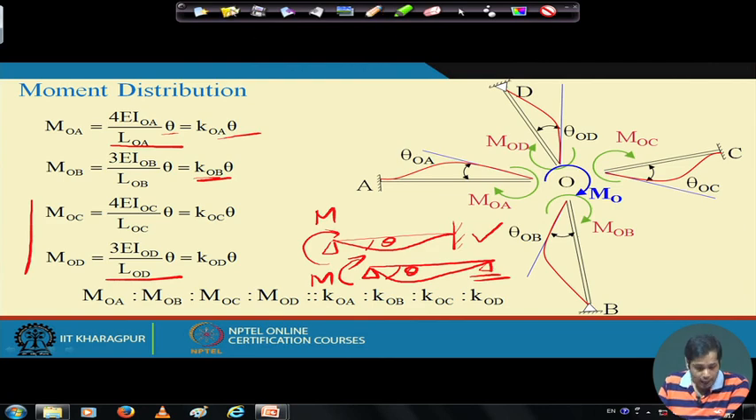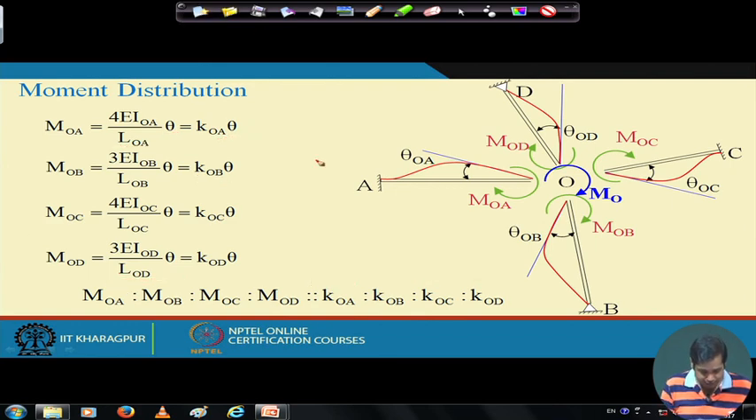Now, if we know the expression of all the moments in terms of their stiffnesses, then we can take the ratio of all these moments, and that can be written as the ratio of their corresponding stiffnesses.